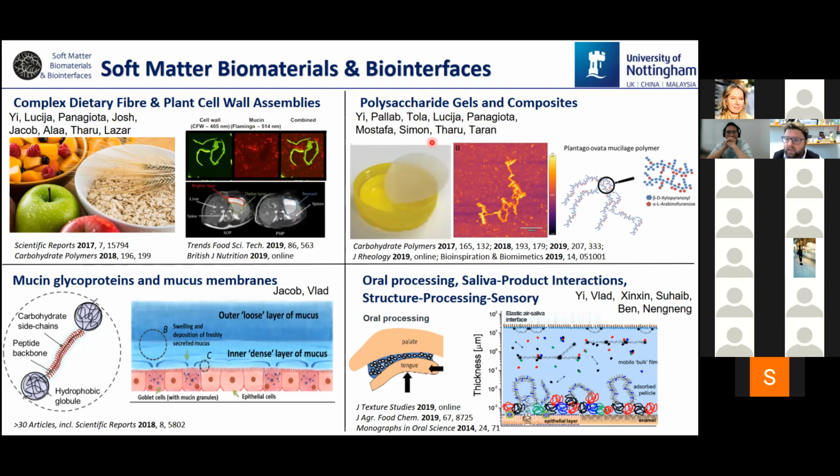We also work actively on mucin glycoproteins, which are carbohydrate-heavy proteins. We're interested in their structure on the mucosal membranes, as well as the role of mucin in oral processing and saliva-product interaction, which is very important for the food industry.